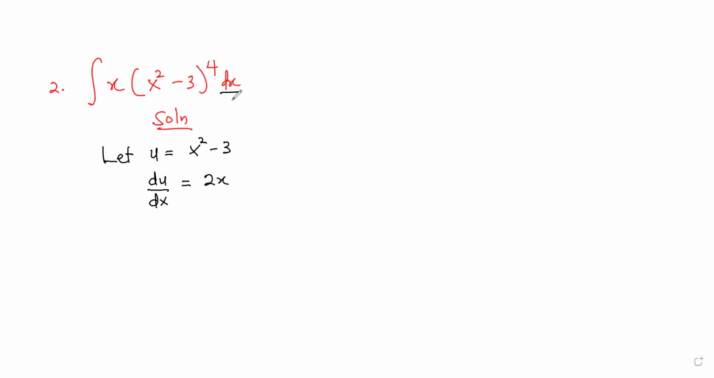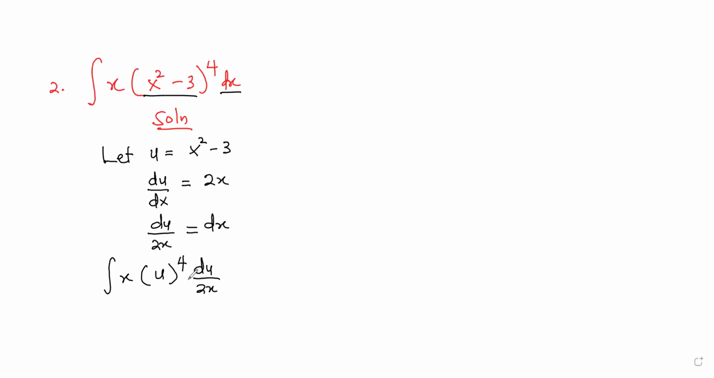Since there's a term of dx here, we need to make dx the subject. So making dx the subject, we're going to have du divided by 2x equal to dx. So now we have the integral of x. Wherever we see x squared minus 3, we put u over there, raised to the power 4. Our dx is now du over 2x, as you can see over here.